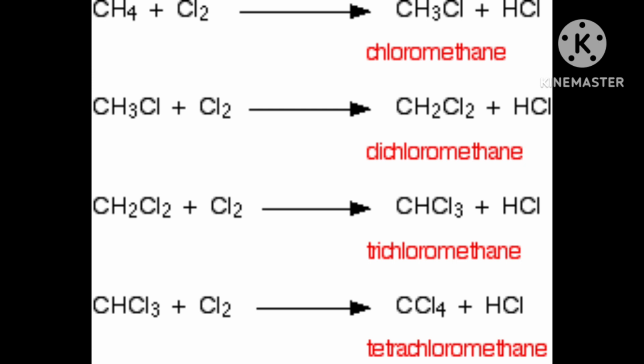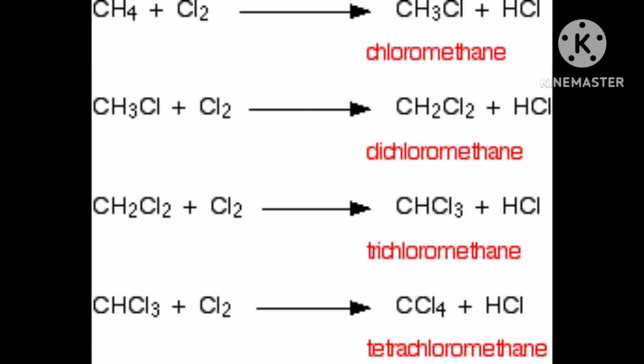Every time 1 HCl forms, one carbon-hydrogen bond is broken and 1 Cl comes. In the first step it will form CH3Cl, one hydrogen gone, one Cl came. That is called chloromethane or methyl chloride, plus HCl. In the second step, the second hydrogen will go, and it will form CH2Cl2. That is called dichloromethane, and HCl will form.